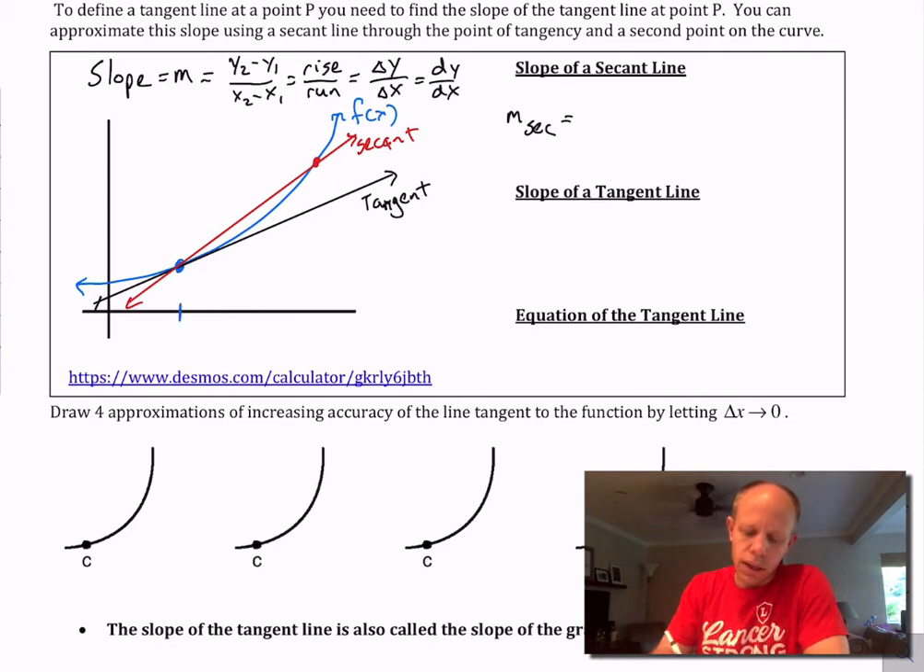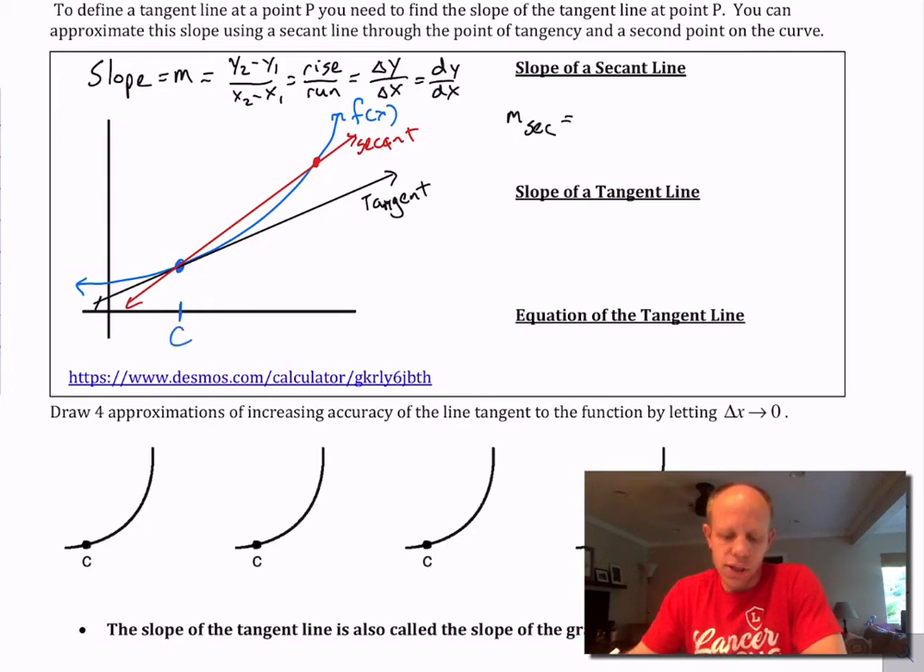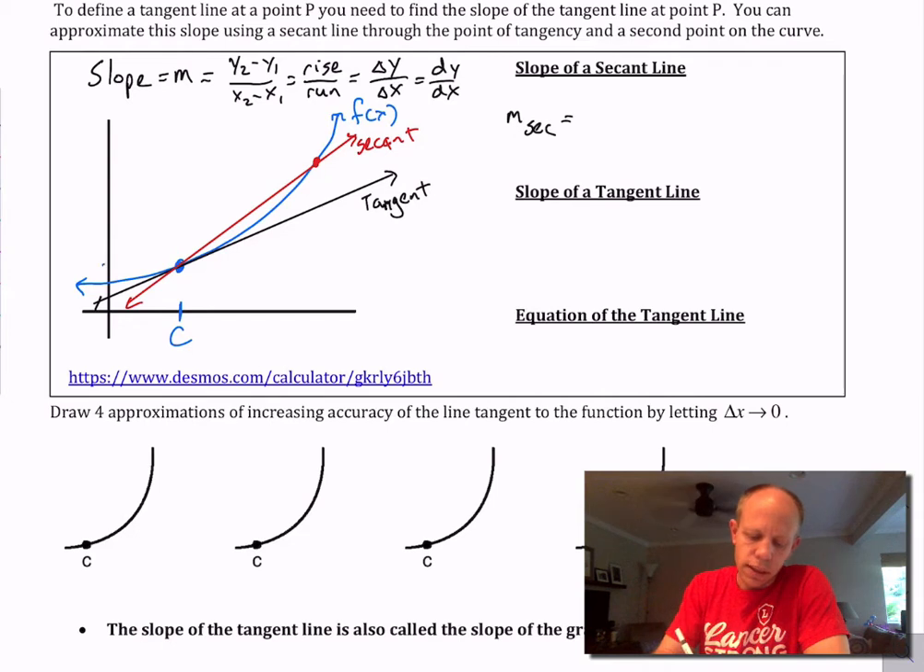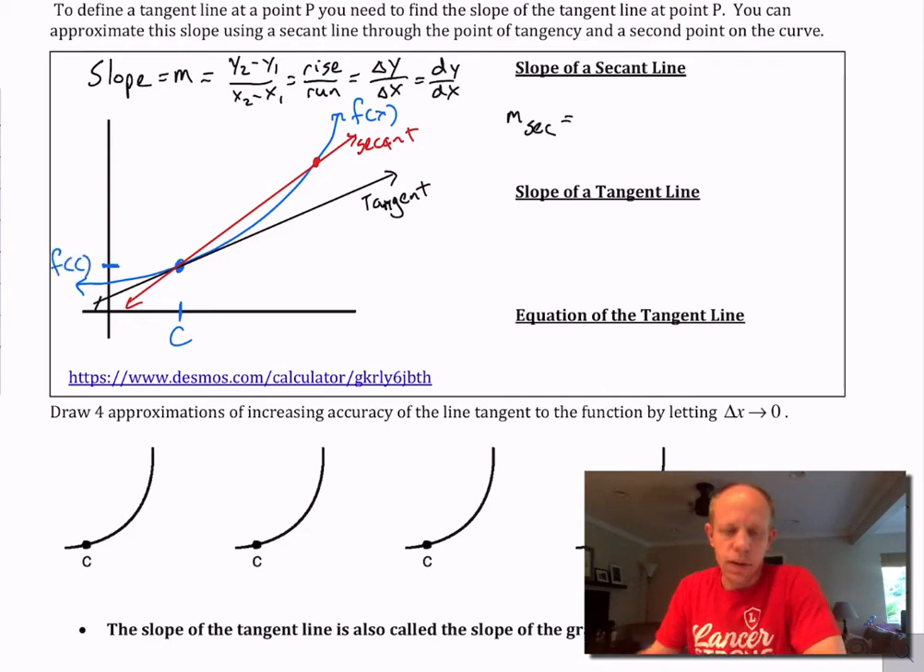So I'm going to call this C. This is the point of tangency. And we have this point (c, f(c)). So that's where that is. The c is the x value, the f(c) is the y value.